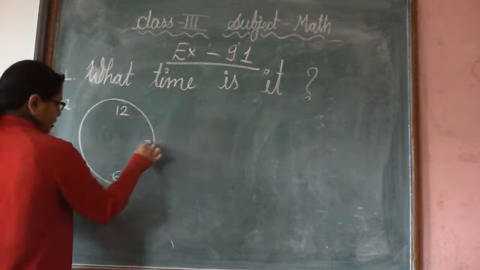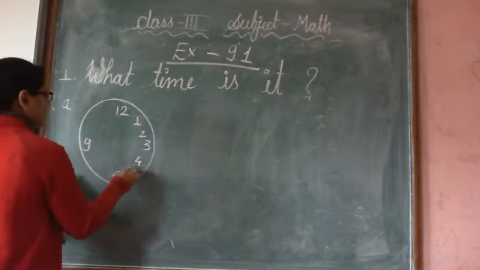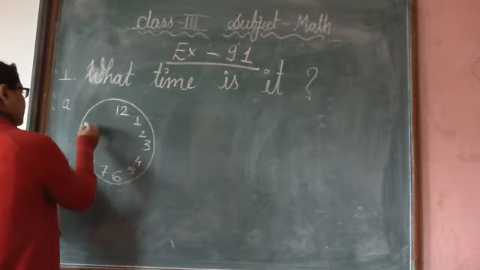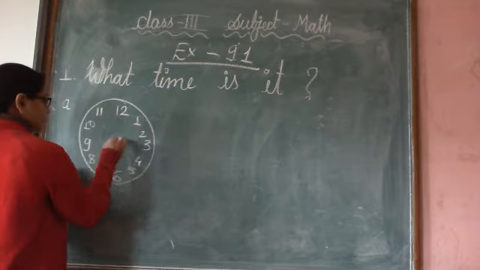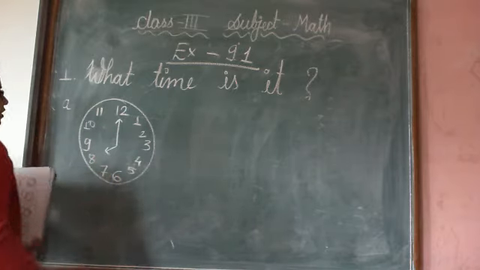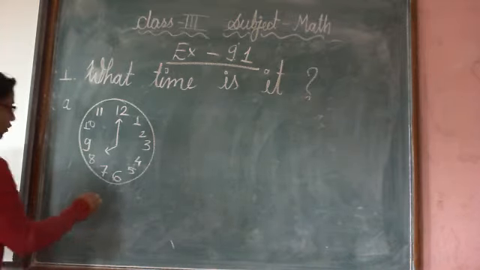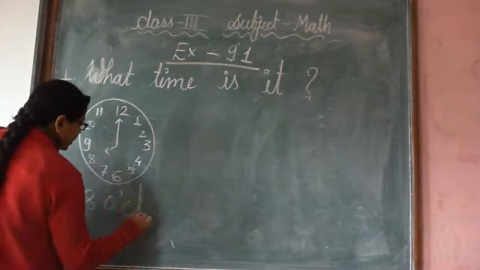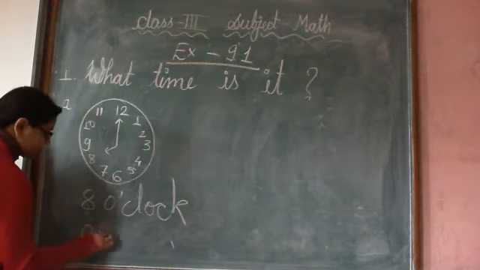Let me draw the clock first, students. So, can you read the time? The hour hand is at 8 and the minute hand is at 12. So, what is the time? Very good, 8 o'clock. So, this is how we write 8 o'clock. There is one more way of writing it.